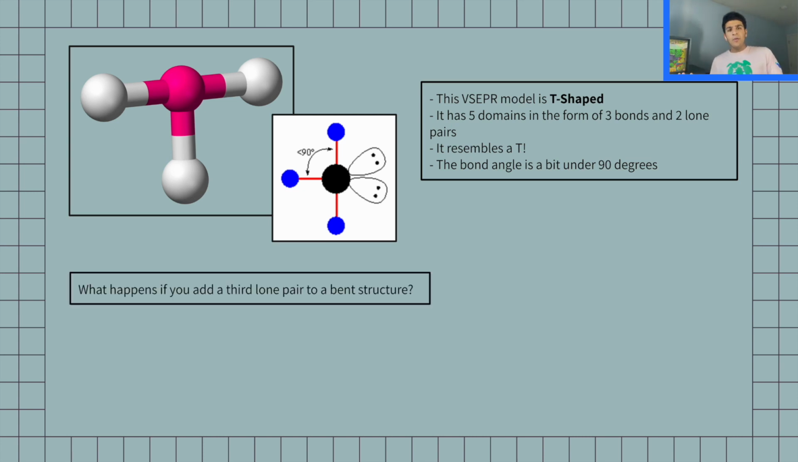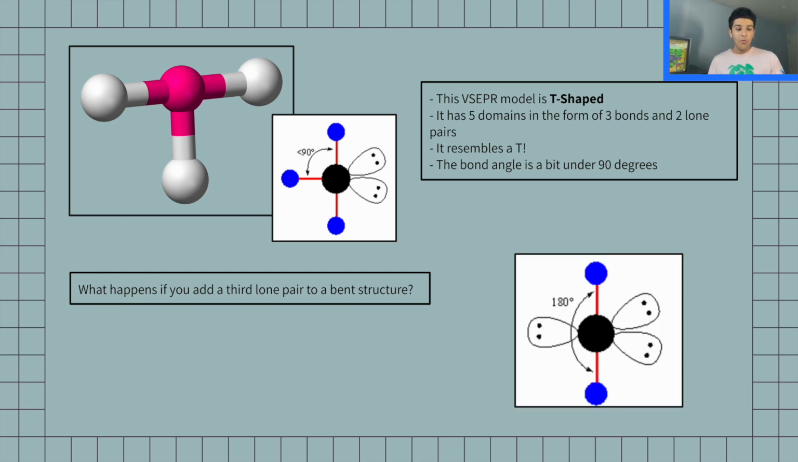You guys might be wondering, since we add another lone pair to the bent model that we saw at first, what happens if you add a third lone pair to a bent structure? Well, it becomes linear, right? At this point, when you add a third lone pair, the repulsive forces start acting weirdly, and it causes a linear shape to come about. So just know that a molecule that has 5 domains in the form of 2 bonds and 3 lone pairs is going to have a linear bond angle, so 180 degrees.